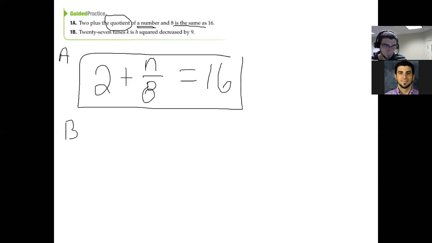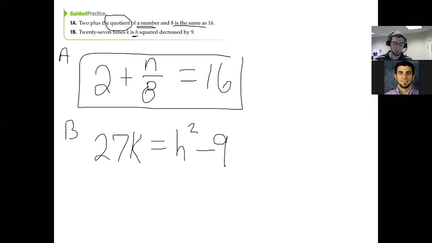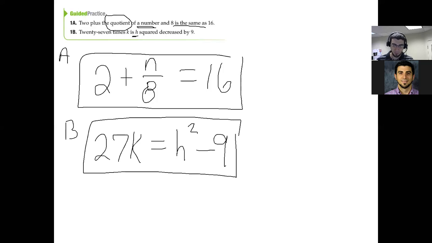Part B, 27 times k is h squared decreased by 9. So is means equal. So what is it? 27 times k, well, 27k equals h squared decreased by 9. Well, h squared decreased by 9, you have to subtract 9 from it. All right, so 27k equals h squared minus 9 is the equation you want for that one.